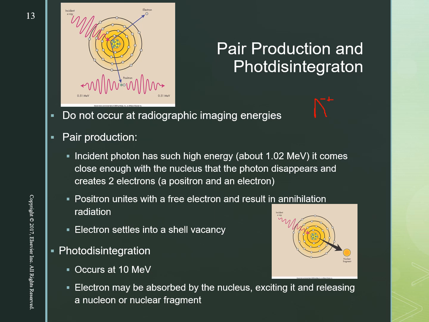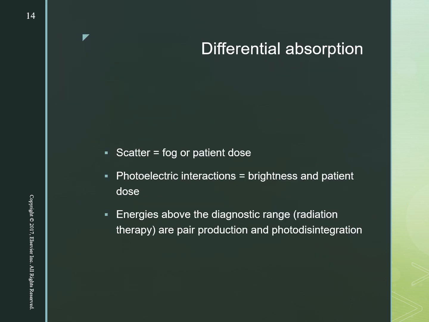Now, photodisintegration occurs at even higher, 10 mega electron volts, and in this case, the electron is absorbed in the nucleus, exciting it so much that it releases a nucleon or a nuclear fragment. And again, that's so high that we would never see that with our general radiography techniques, but you have to be aware of these. All right, back to differential absorption.